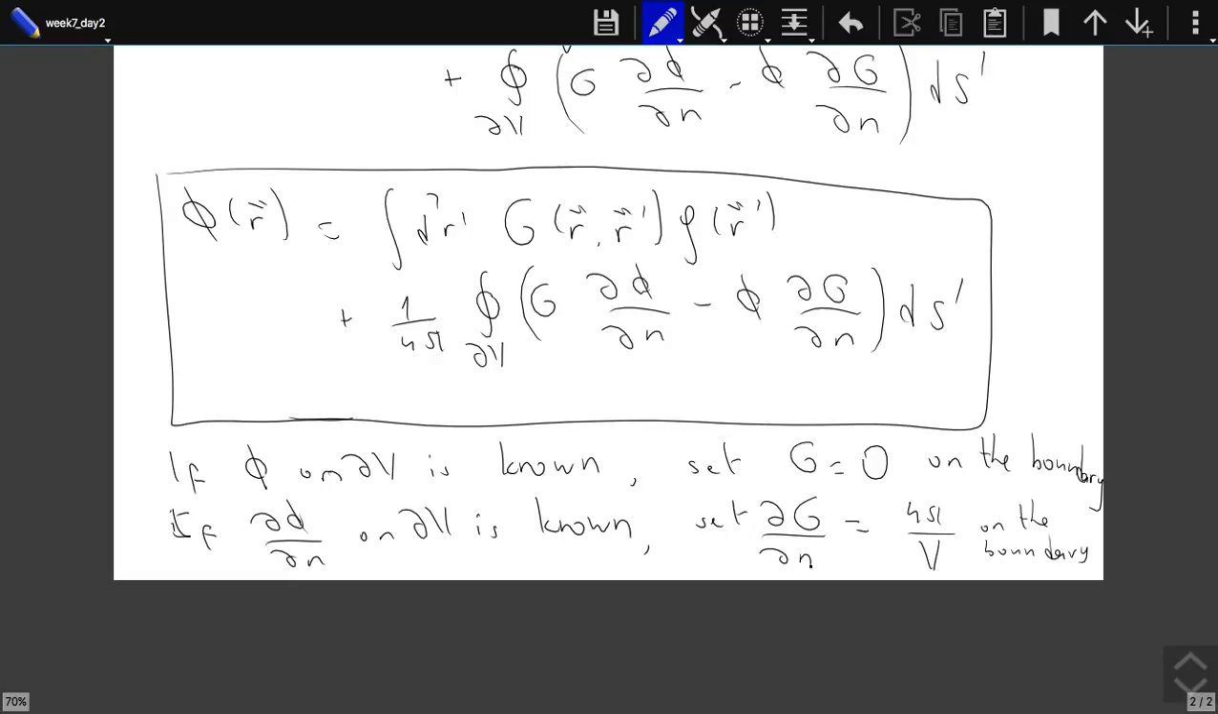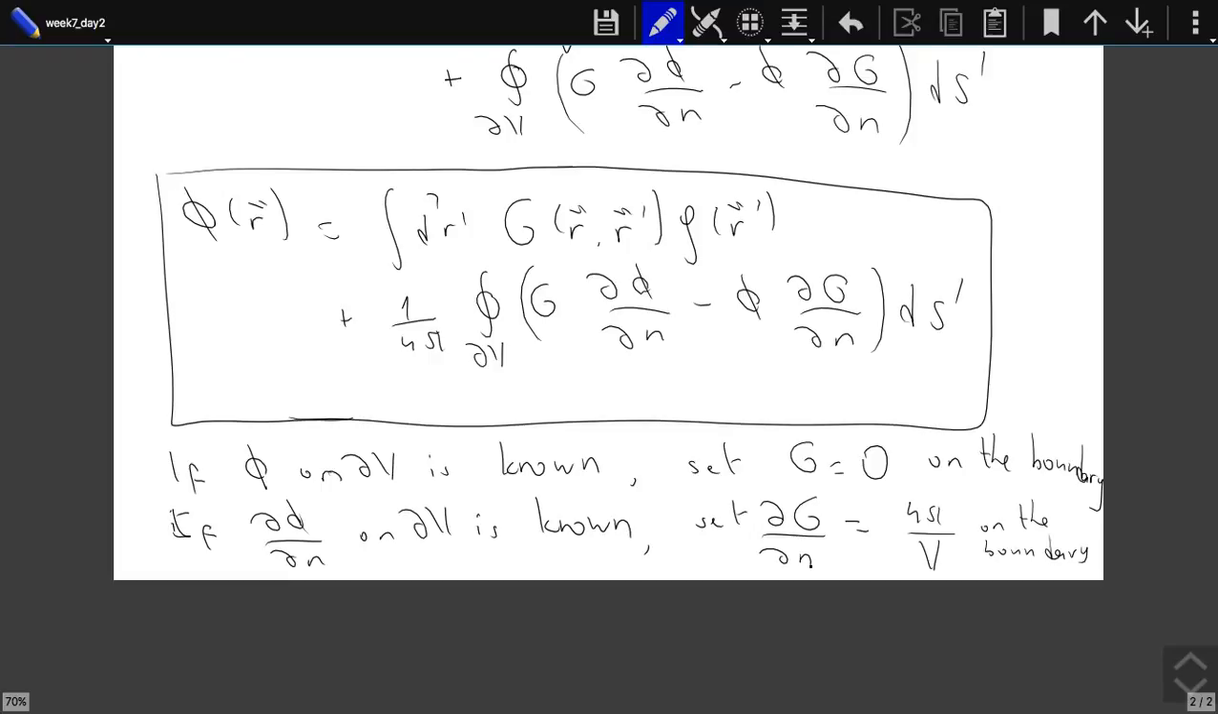So we already know the differential equation that G satisfies. G is a function that we define, so we are free to choose the boundary condition on G. Either we choose G equal to 0 or the derivative of G is constant on our boundary. Then we get rid of one or the other term in that surface integral. And basically we know everything.